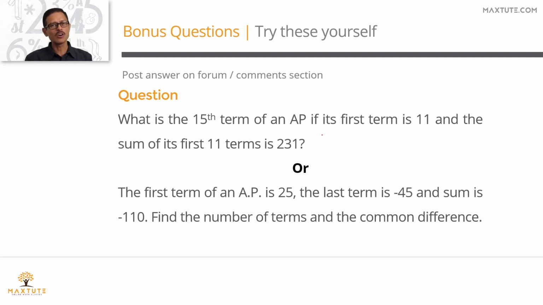What is the 15th term of an AP if its first term is 11 and the sum of its 11th term is 231? This is very, very straightforward. Everything is positive. The second alternative, reflecting the second alternative of the question given in this sample paper.